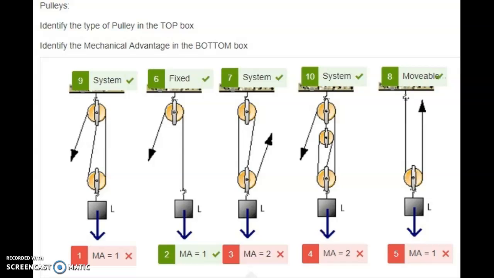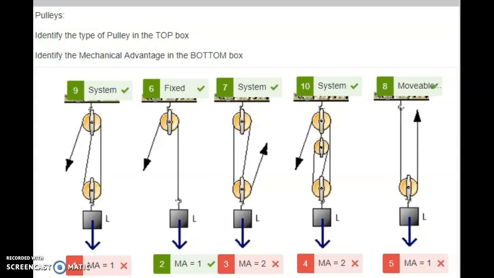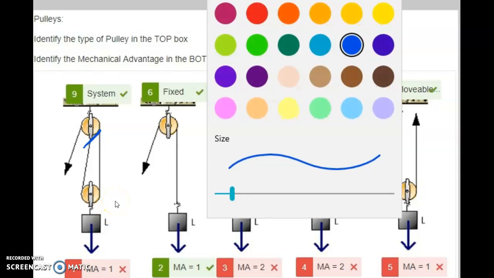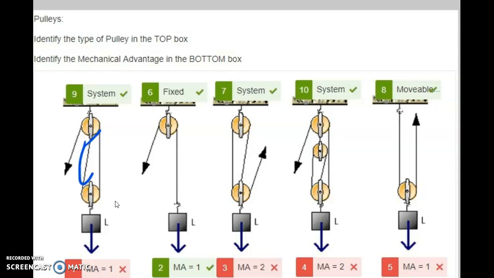Okay, so to figure out mechanical advantage, what we're looking for is the number of ropes that are helping to pull up. Any of these ropes between the pulleys and the object, those will all count.